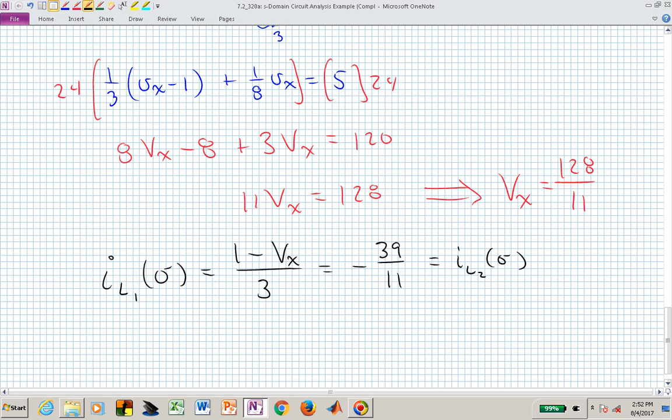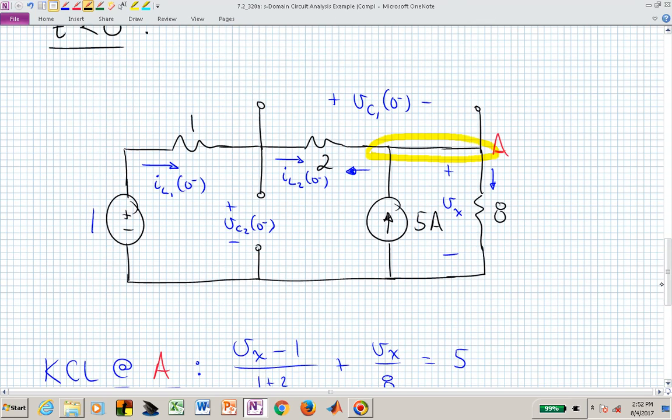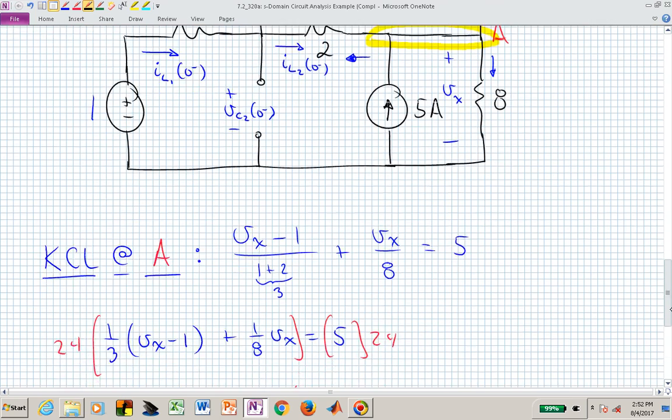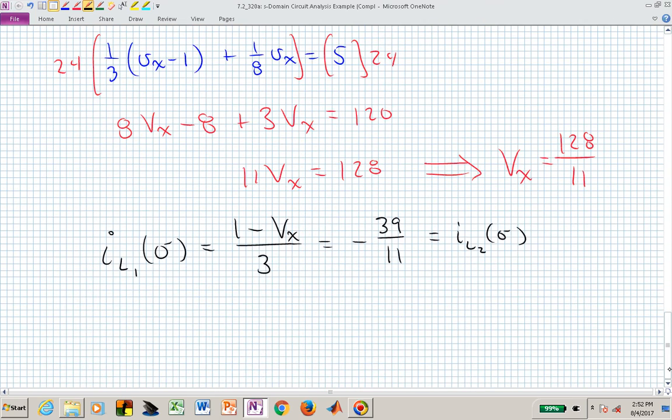So just keep track of that. We're saying it's going from left to right with a value of minus 39 over 11, which in fact says that it's going in the opposite direction. But let's just keep all of our defined currents and numerical values consistent.